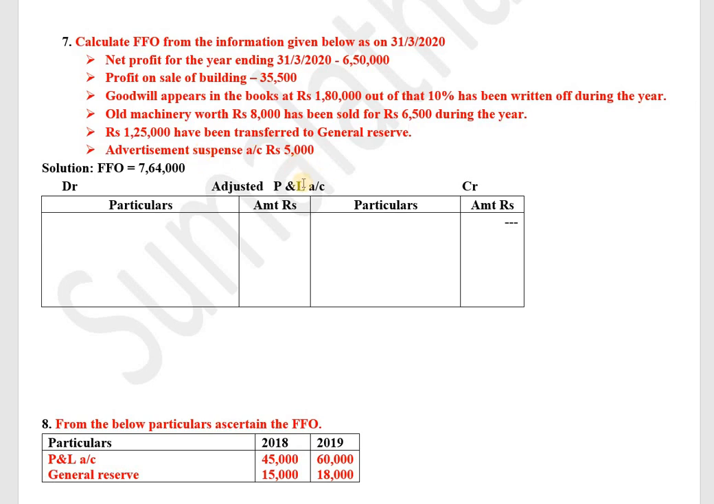Now let us go for calculation. When you go for calculation, first take the opening balance. In the problem there is no opening balance given, so nil.